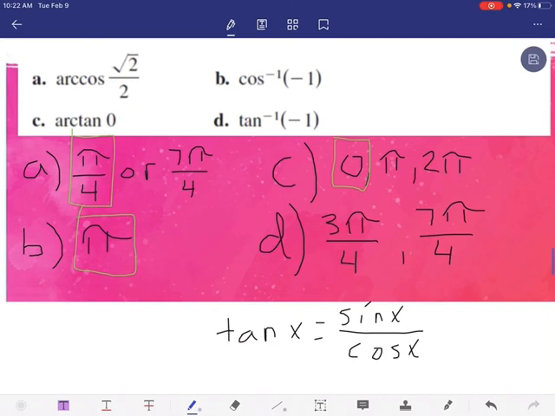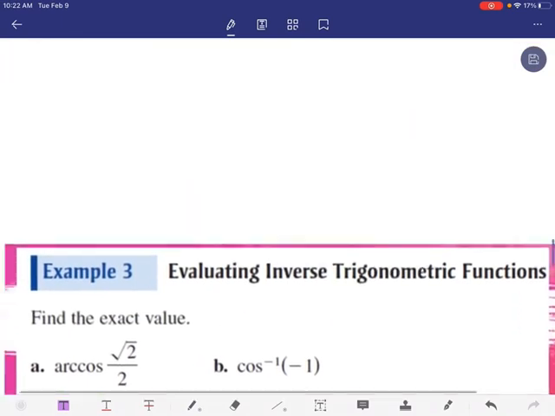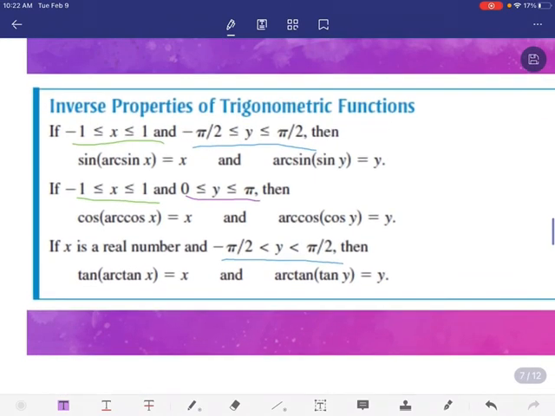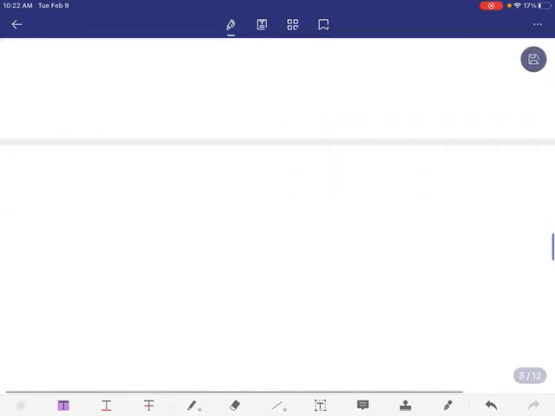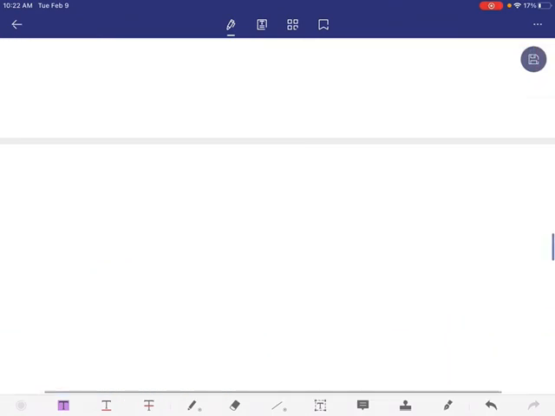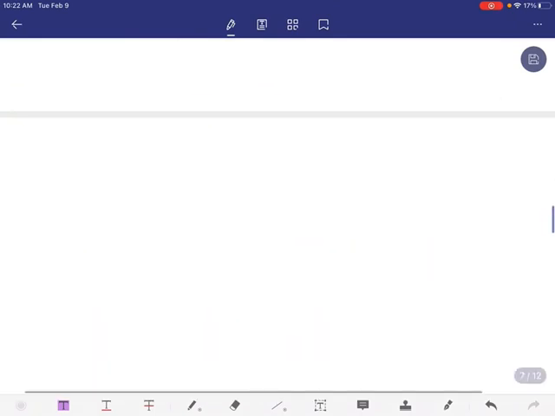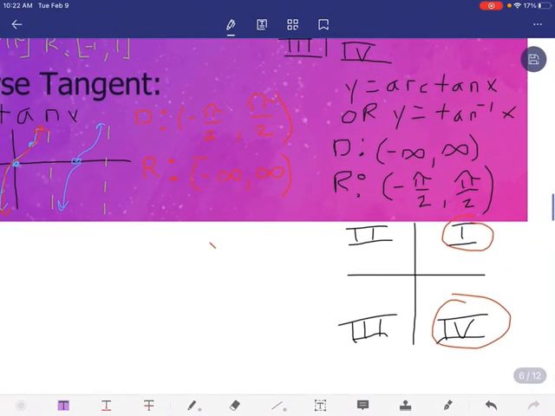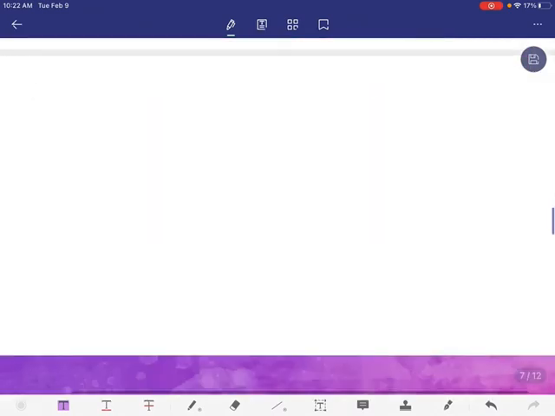So we need to go back to our tangent, and we know they need to be between negative pi over 2 and pi over 2. But if we notice, 3 pi over 4 and 7 pi over 4 aren't within that interval. However, let's think back to the first thing that we did. Okay, well, we know that my tangent angles are in my first and my fourth quadrant. Well, 7 pi over 4 is in our fourth quadrant.